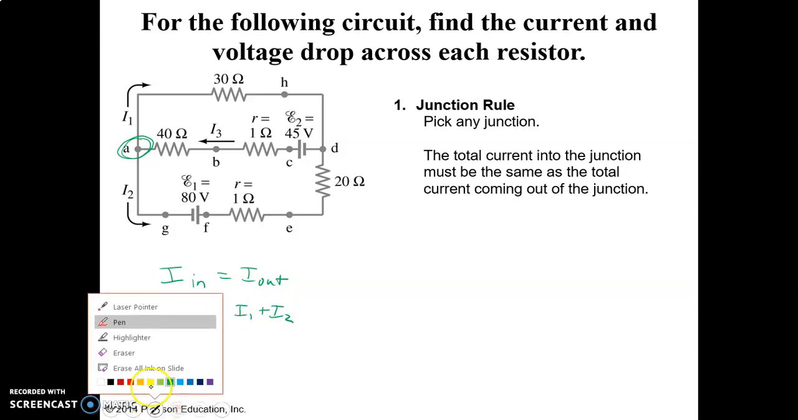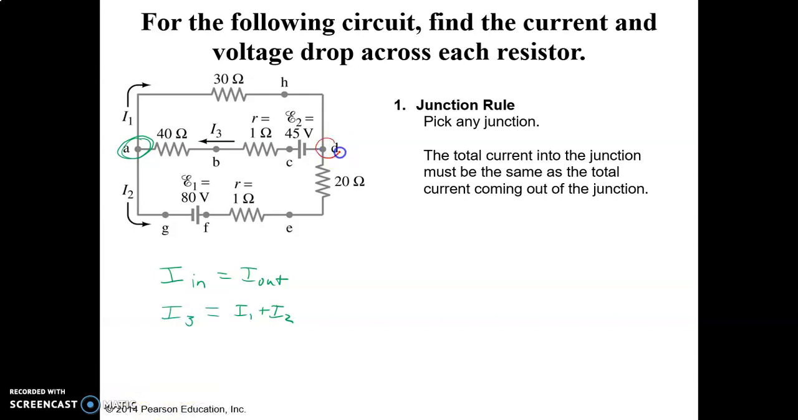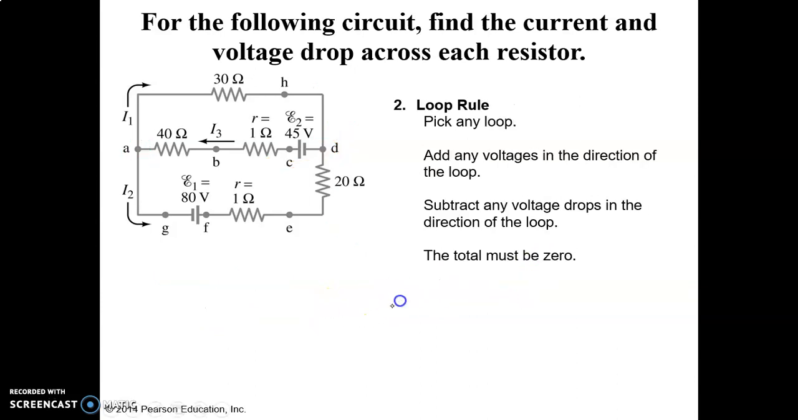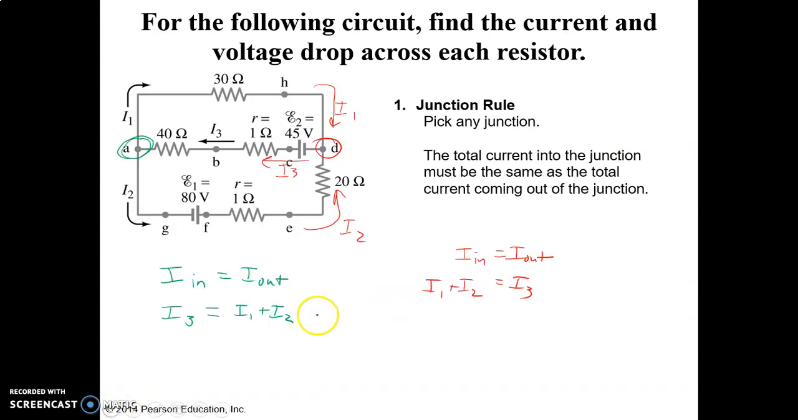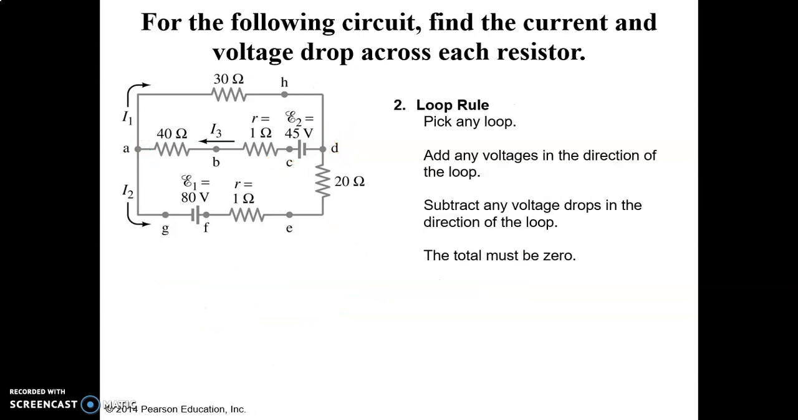All right, now what if, for some reason, you had decided to pick this point instead? Well, that works still too, because then you have I1 coming in, I2 coming in, and I3 going out. In which case, I in equals I out. In this case, you have I1 and I2 coming in, and I3 going out. Notice that's the exact same equation. So really, it doesn't matter which junction you choose, you should get the same result either way. All right, so that's our first equation.